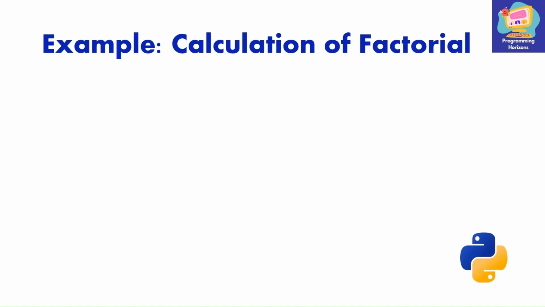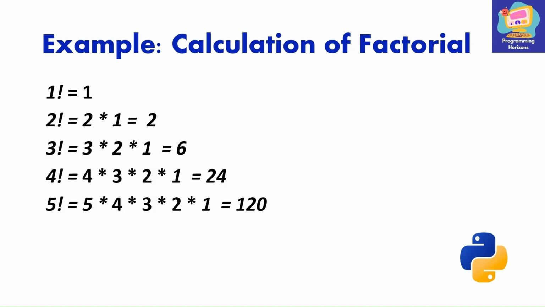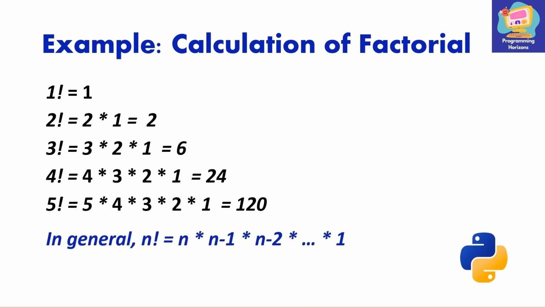Now, in order to understand recursion, I am going to take the classic example of factorial calculation. I am sure you must have heard of how to calculate the factorial of a number. So, in this table, we can see that factorial of 1 is equal to 1, factorial of 2 is equal to 2 multiplied by 1, giving us value 2. And in the same way, we can calculate the factorial of all bigger numbers. So, this is the general formula for calculation of factorial of a number. Now, the same thing can be implemented using recursion also.